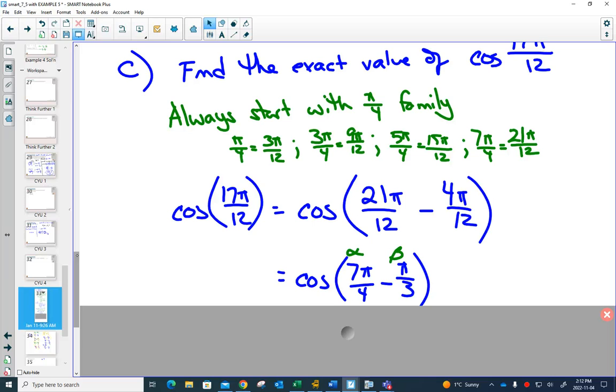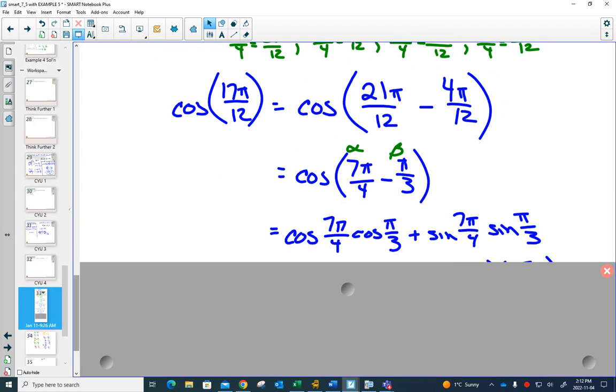So then this is my alpha, this is my beta. I look on my formula sheet for my cos alpha minus beta formula, and it says cos alpha cos beta plus sine alpha sine beta. And you have your pi plate, so you should be able to write each of those values correct.